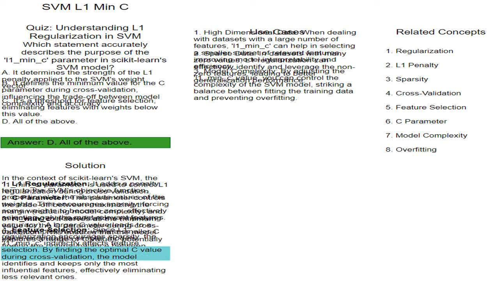True. Since L1 regularization encourages sparsity, the L1 min C indirectly affects feature selection. By finding the optimal C value during cross-validation, the model identifies and keeps only the most influential features, effectively eliminating less relevant ones. True. In the context of scikit-learn's SVM, the L1 min C parameter is used to control L1 regularization during cross-validation.